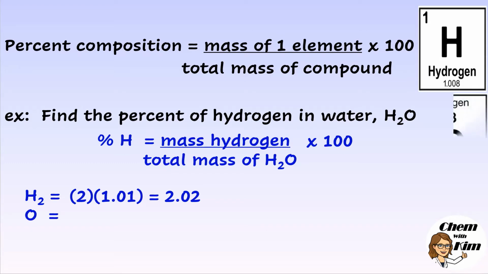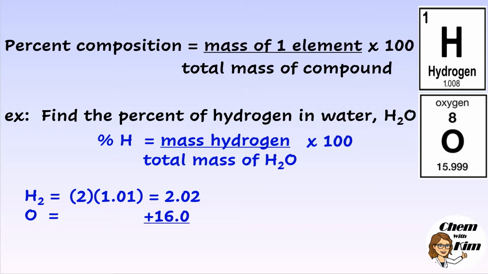When we look up oxygen on the periodic table, we're going to round its atomic mass again to the hundredths place, so that becomes 16.00. And there's only 1 oxygen in H2O, so we take that mass just one time. And then we need to find the total mass by adding them together.